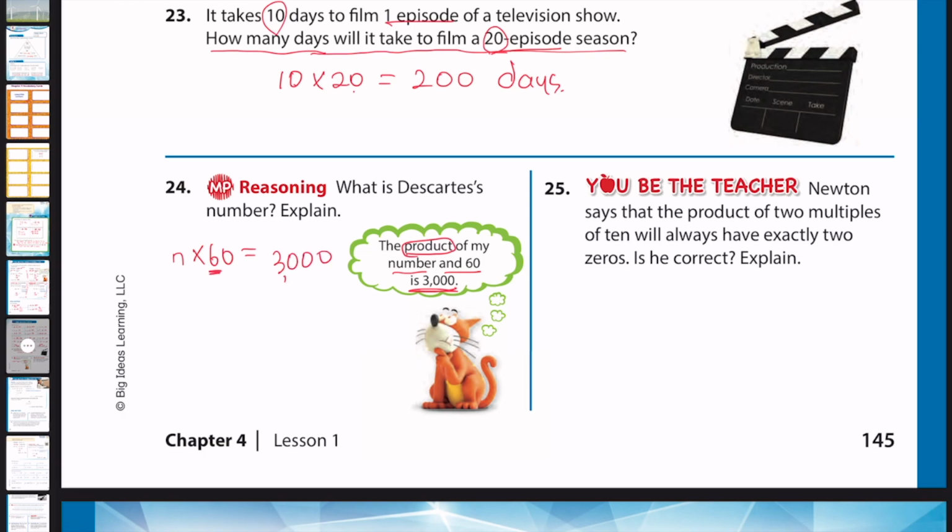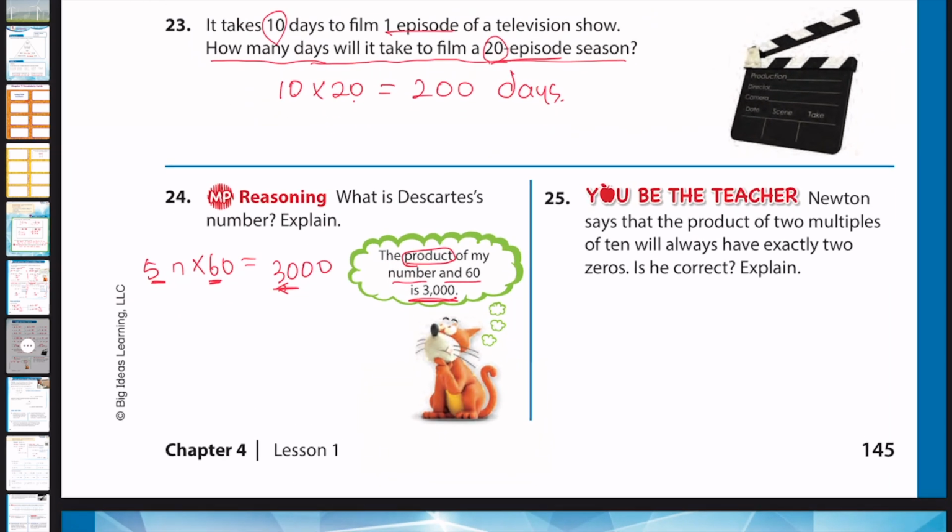Now 6 times what is gonna make 3 or 30? 3 doesn't make sense, so it has to be what? 30, which is what? 5, right? And then we have one zero here, and we need one another zero. That means what? 50. So the answer is what? 50. How do you explain? Yep, 50 times 60 is what? 3000. That's how you explain.